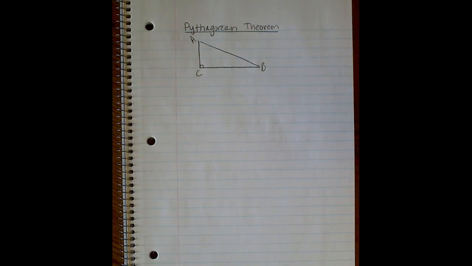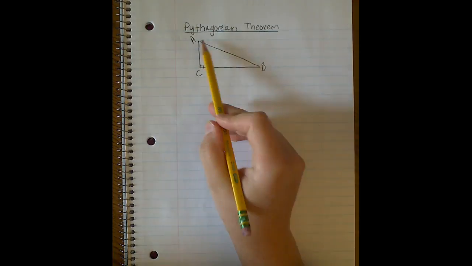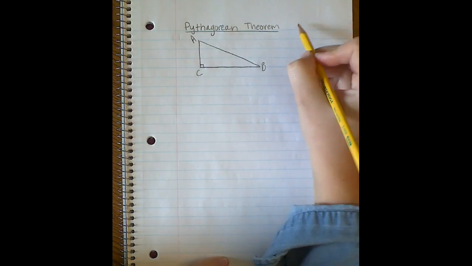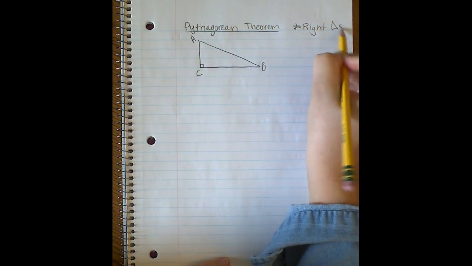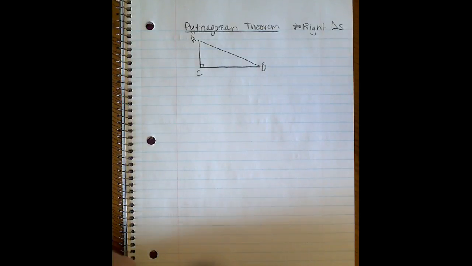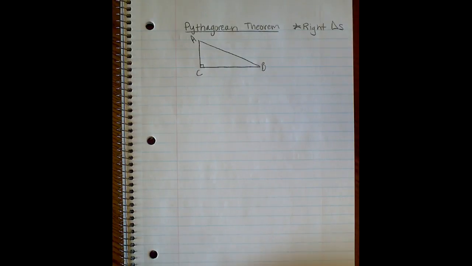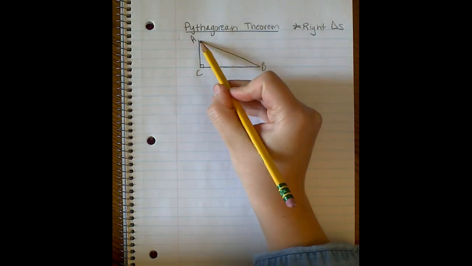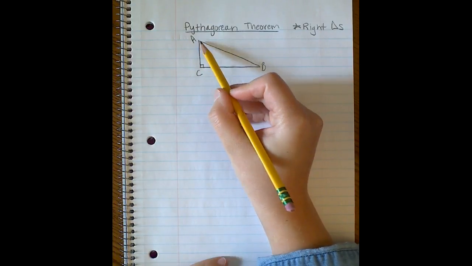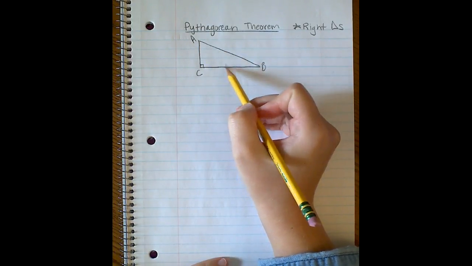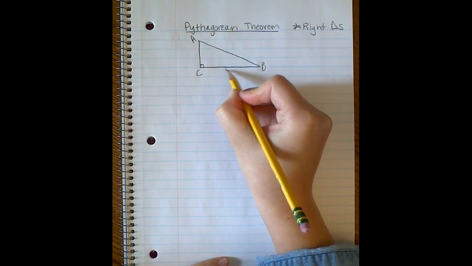Alright, so given a right triangle, ABC, and that's important because the Pythagorean Theorem only works for right triangles. Given a right triangle, we're going to label the sides opposite of each angle. If you recall from the beginning of geometry, we always label a point with a capital letter. We're going to label the side across from it with its corresponding lowercase letter.